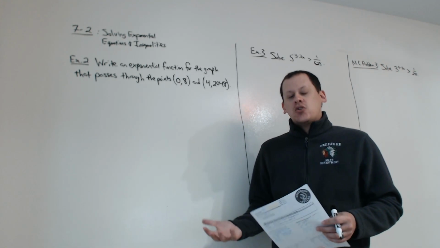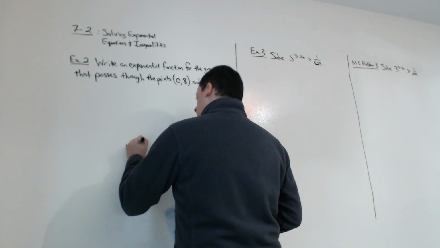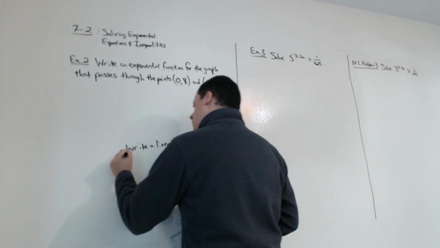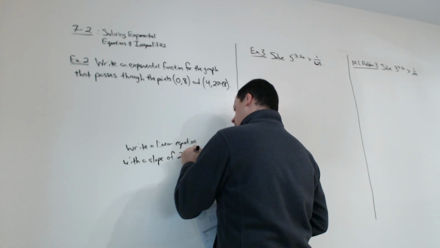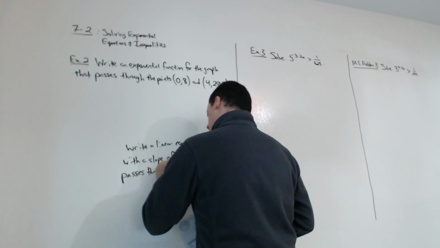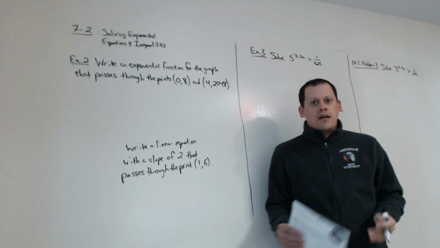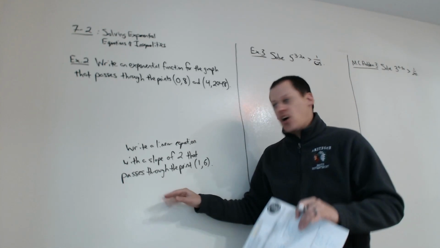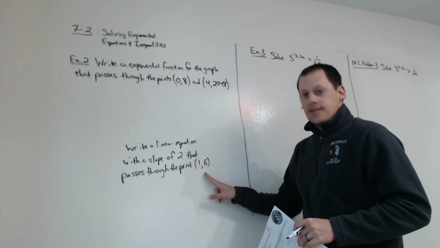It's kind of similar to problems in the past, where you would have something like this. And normally I don't like writing things like this during a video. I would have written it ahead of time, but I just thought of it. It's like this. Write a linear equation with a slope of 2 that passes through the point (1, 6).